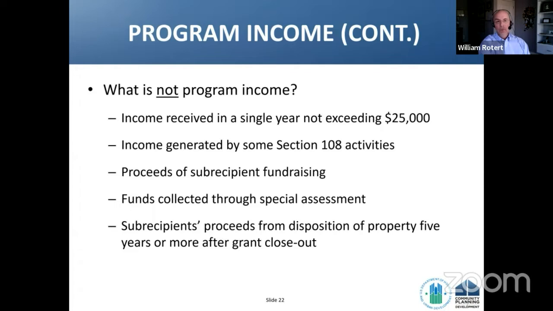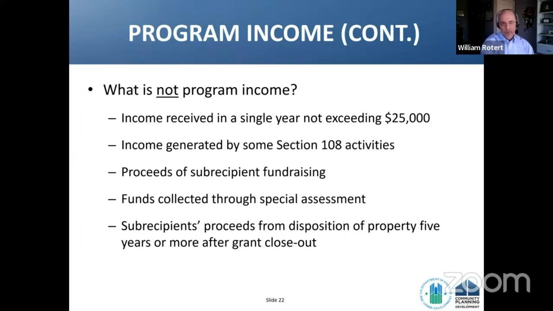It could include proceeds of subrecipient fundraising. If they want to raise funds, and even if they're funded with CDBG, not for the fundraising, but as an organization, those would clearly not be considered program income. And funds collected through special assessments that I mentioned earlier, when it's on individuals who are not low and moderate income.